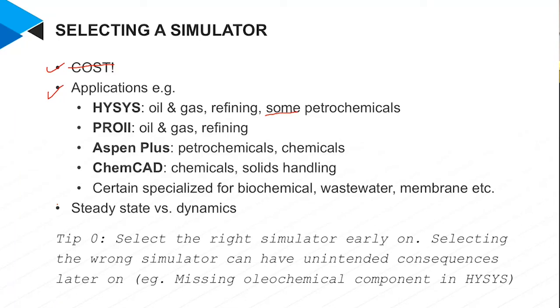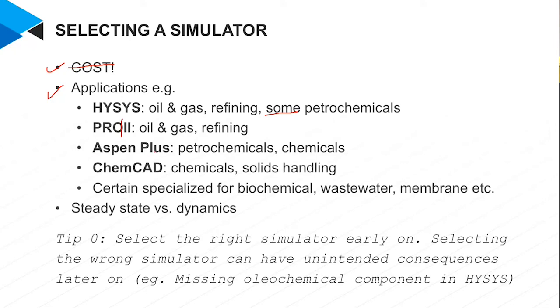So Pro 2, or the name should be Pro/2 if I'm following the name, is also for oil and gas and refining. But Pro 2 has a weakness in that it does not have reactor models. So if I have a reactor, I need to program in the equations myself. So that's the bad thing about Pro 2. But the good thing is that you can have a lot of customization. So if your reactor is something very unique, you can do it in Pro 2.